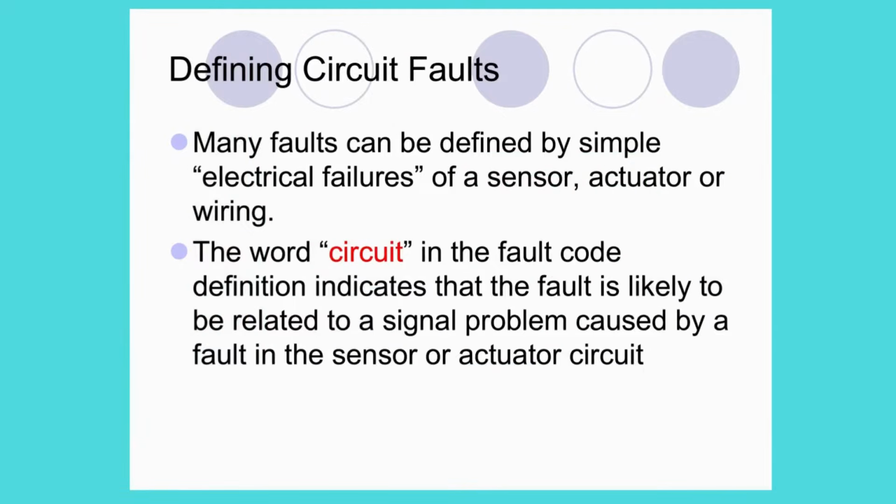Defining circuit faults. Many faults can be defined by simple electrical failures of a sensor, actuator, or wiring. The word circuit in the fault code definition indicates that the fault is likely to be related to a signal problem caused by a fault in the sensor or actuator circuit. This is probably the most useful diagnostic information as it usually indicates positively the cause of the problem.